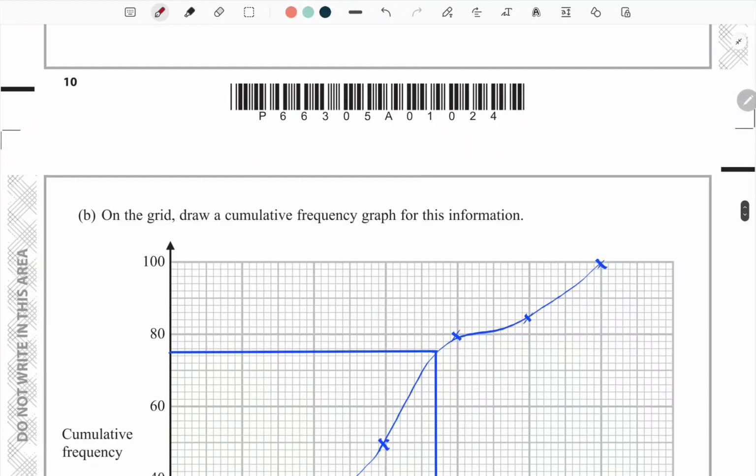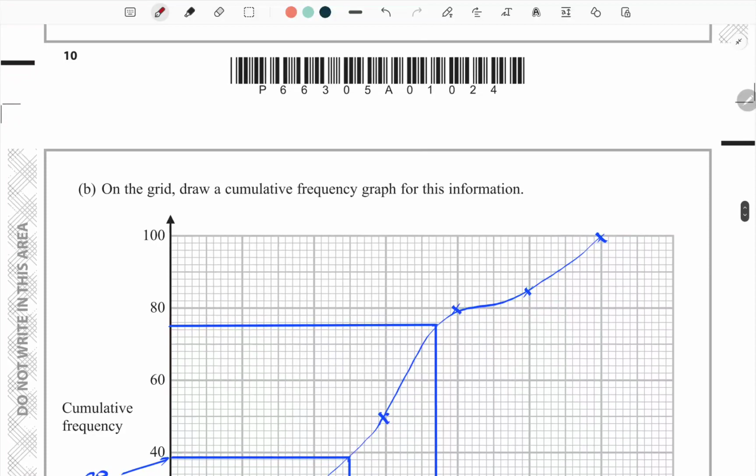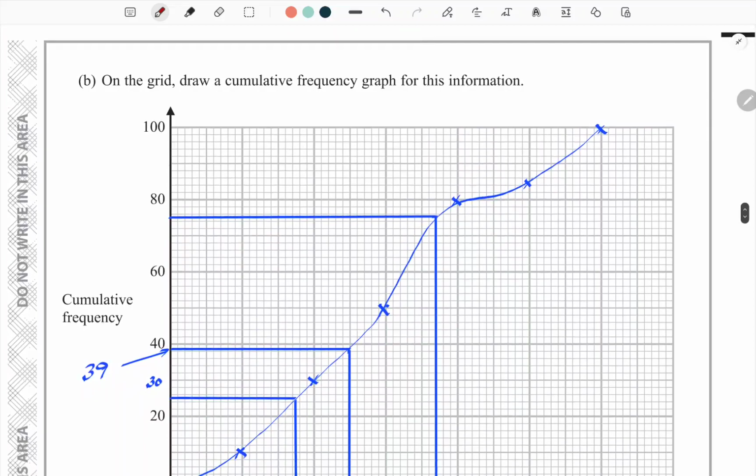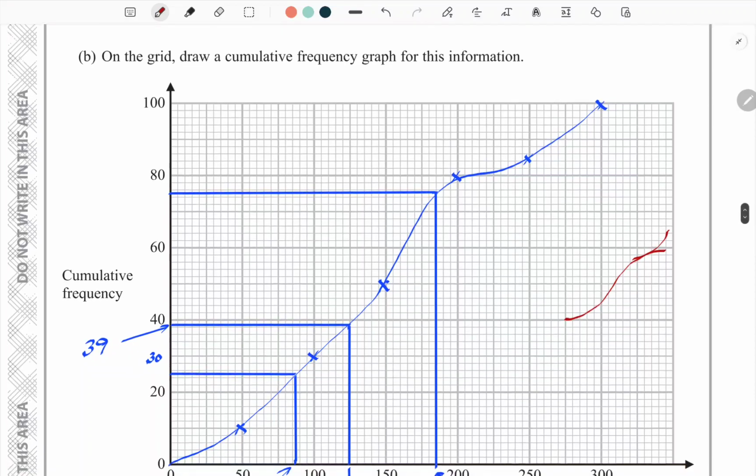Now, what they're asking to do next is on the grid, draw a cumulative frequency graph for this information. Now, this is why I mentioned that strange sort of set of numbers. You normally expect a cumulative graph to be of a shape like this. Like that, all right? This one sort of does that, but then it sort of goes back up again like that, all right? Don't let that put you off. It has no bearing on the actual question or the answers. Follow what the numbers are in the question, okay?